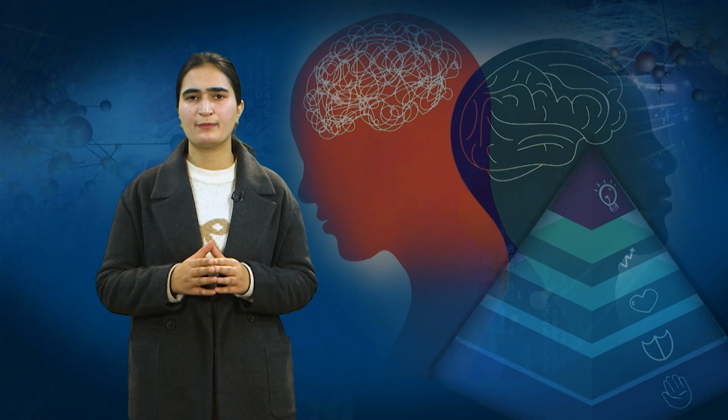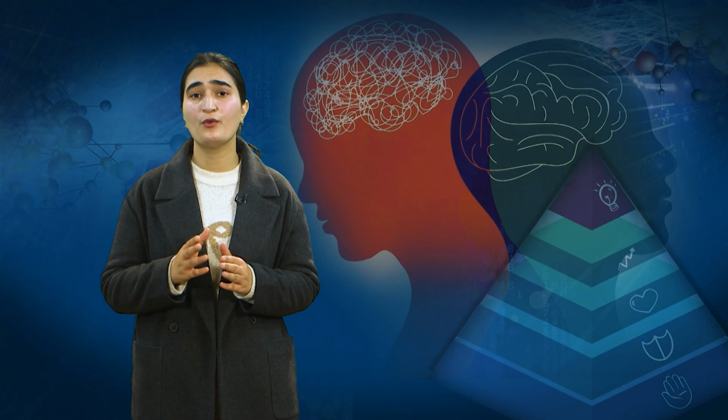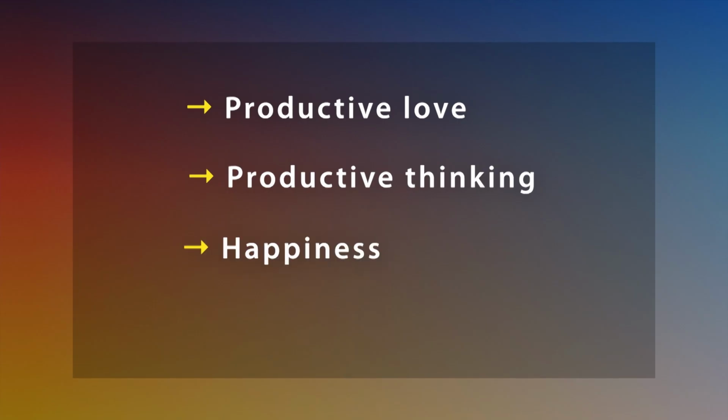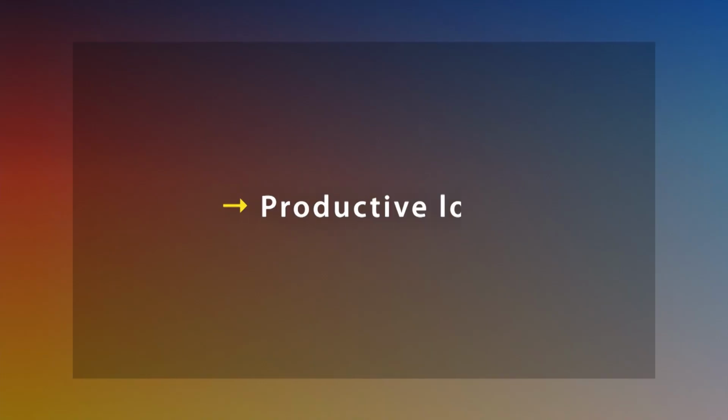What Fromm means by the productive orientation may be better understood in light of four more facets of the healthy personality. These are productive love, productive thinking, happiness, and conscience. Let us briefly understand them one by one. Starting with productive love.